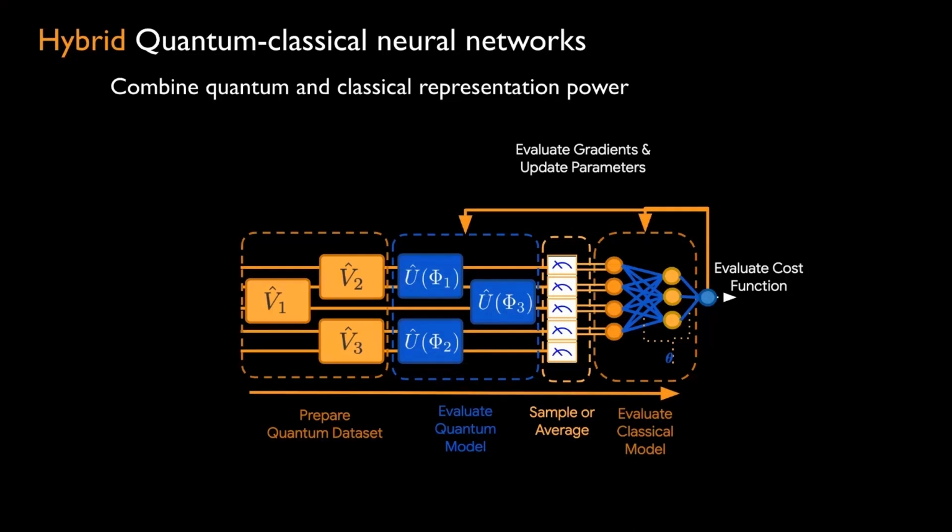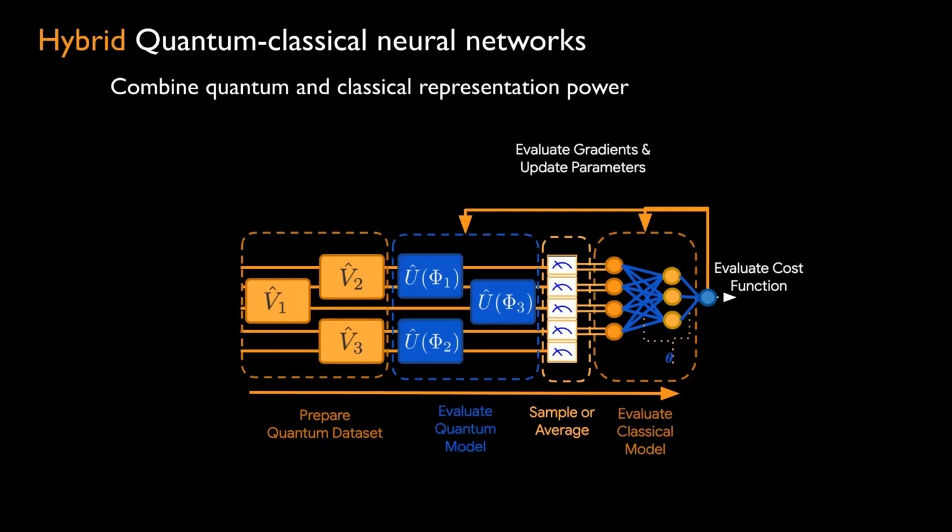So here's an example, a diagram from the TensorFlow Quantum paper. You prepare a quantum data set. For now, you can't import quantum data onto your quantum computer, so you have to prepare it in situ, and then you process it, so you have part of your model, then you measure it, and then you can have a neural network. So that's an example of a classifier.